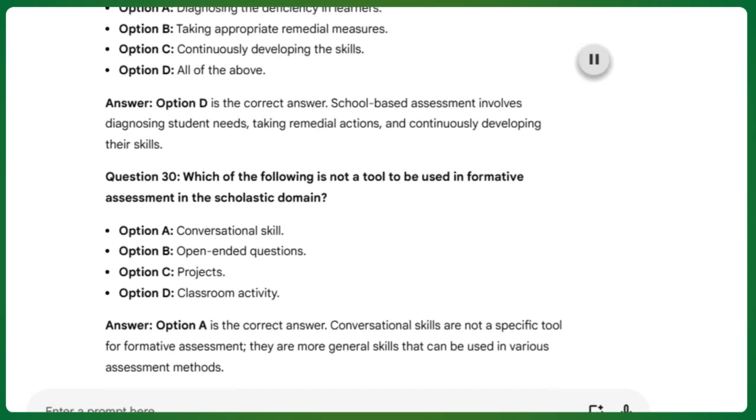Question 30. Which of the following is not a tool to be used in formative assessment in the scholastic domain? Option A, conversational skill. Option B, open-ended questions. Option C, projects. Option D, classroom activity. Answer. Option A is the correct answer. Conversational skills are not a specific tool for formative assessment. They are more general skills that can be used in various assessment methods.